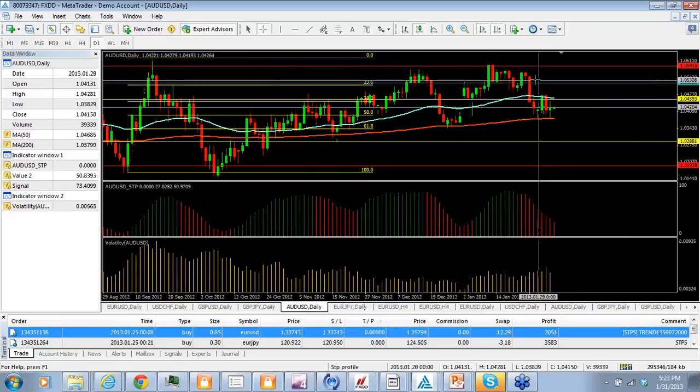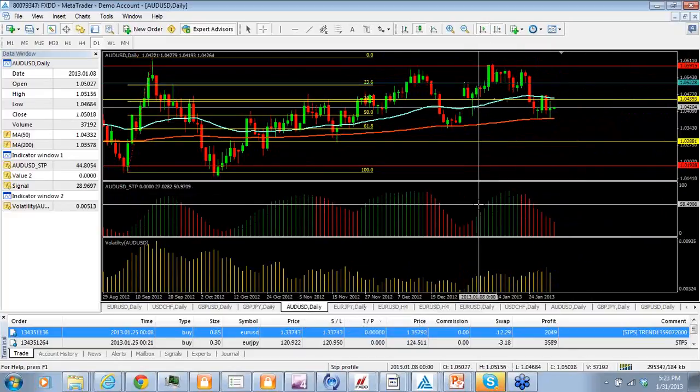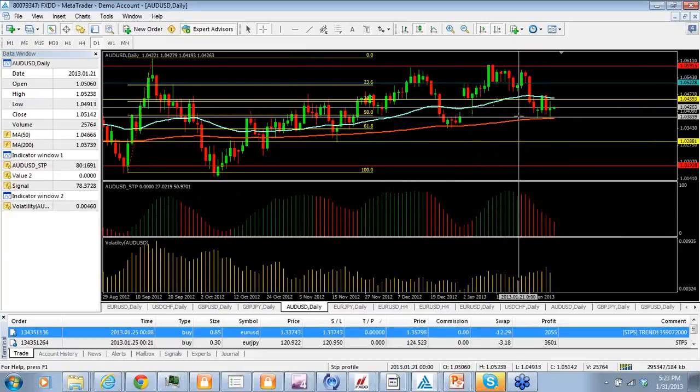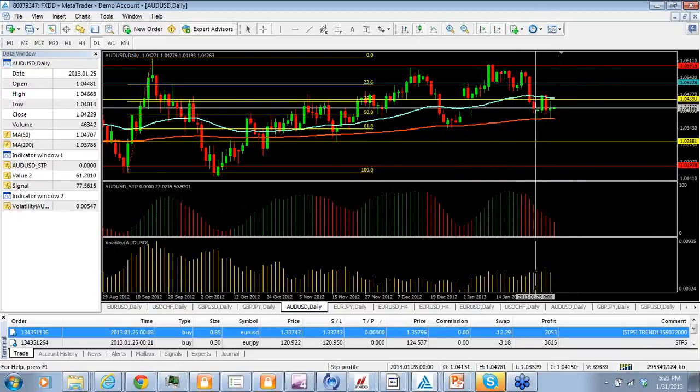Aussie dollar now. Back to the Aussie. Aussie dollar has been a good trade in 2013 already. We had some decent trades. Changed from red to green, gave us a nice buy. Changed from green to red, gave us a nice sell. That was very nice. Then we have price action in here.